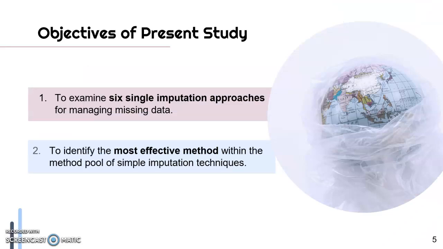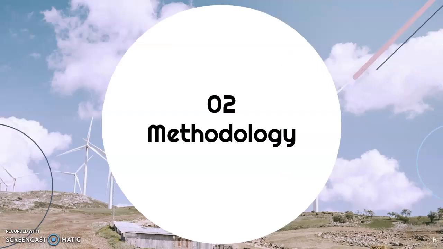Here come the objectives of this present study. Our main objectives are twofold. First, we aim to examine 6 different single imputation techniques for managing missing data. Second, we seek to identify the most effective method in handling missing data for ozone concentration, especially when different levels of missingness are present. Let's move on to the methodology.